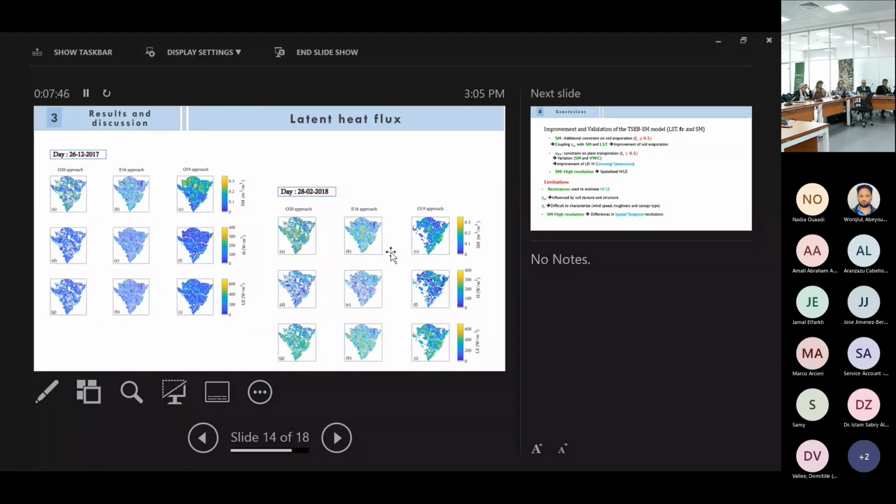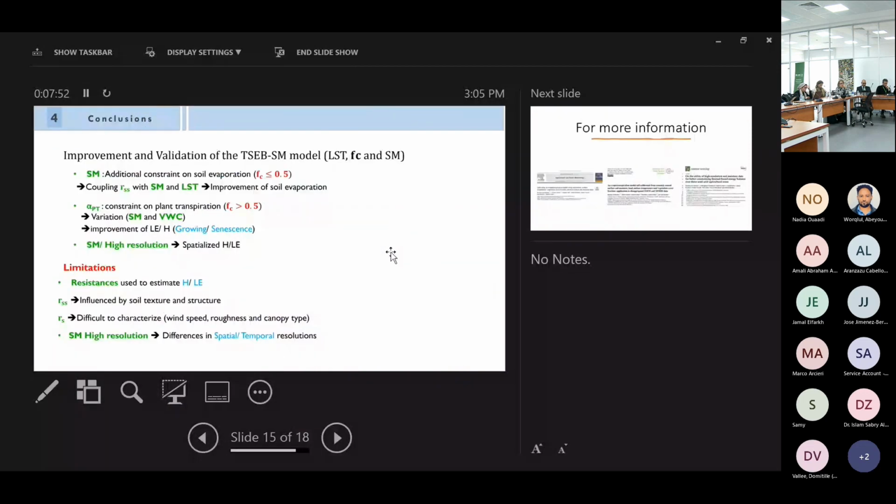Okay, we arrive at the conclusion. There is a clear improvement in terms of evapotranspiration, because we constrain the model by soil moisture to improve evaporation, and we calibrate the Priestley-Taylor coefficient, and this improves the transpiration, especially in the growing and senescence periods. And we also see that this approach is applicable at large scale while using remote sensing soil moisture.